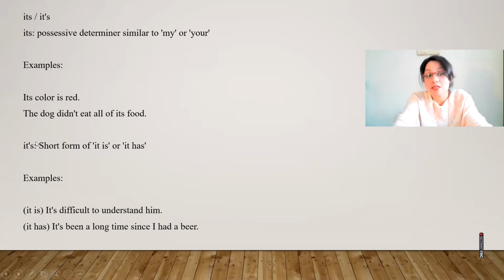All right, and when you have it's with an apostrophe, this is a contraction of either it is or it has. All right, so it's difficult to understand him. That means it is difficult to understand him. It has, so it's been a long time since I had a beer. Here we are talking about it has. Okay, so when you have the apostrophe, it is the contraction for either it is or it has. All right, and its without an apostrophe is the possessive. Okay, so again, no more confusion, I guess, and no more wrong usage.